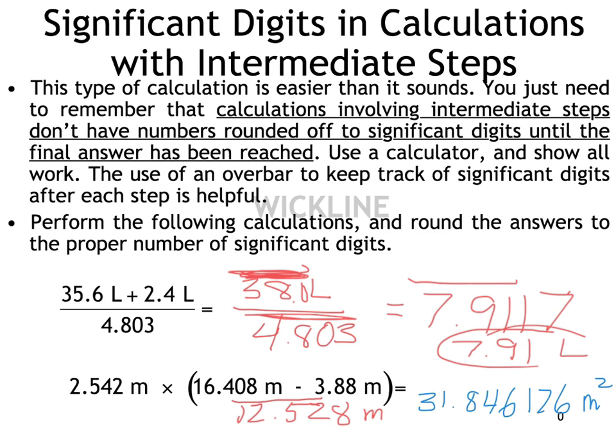And this guy had a total of 4 sig figs after rounding. This one also has 4 sig figs, and so this is multiplication. I'm going to only get to keep 4 in my answer. It's going to be those. So I'm going to settle on 31.85 square meters.